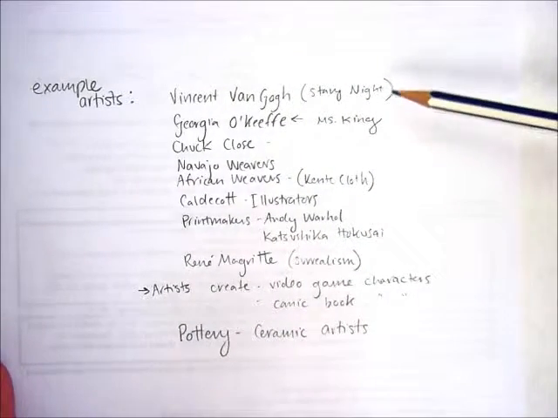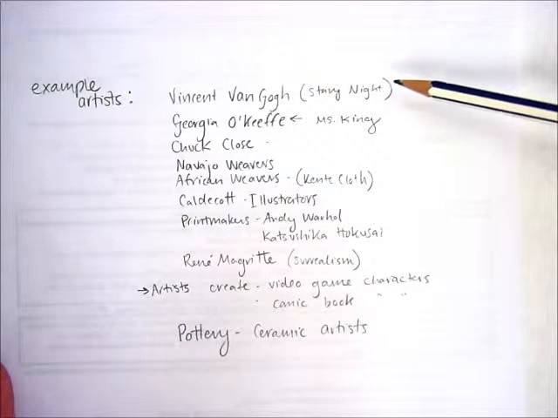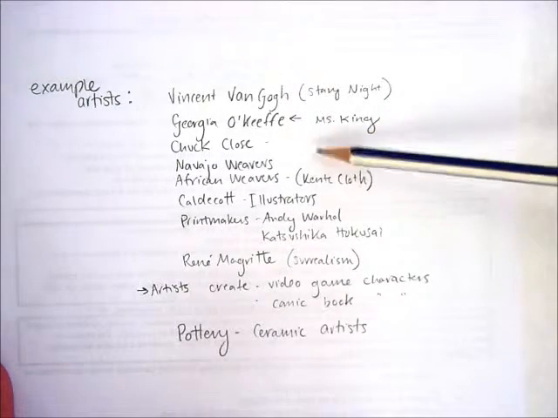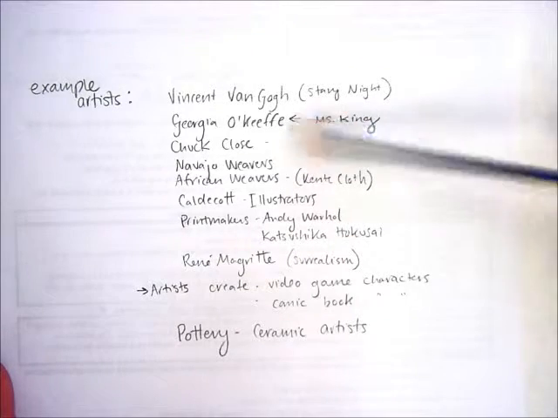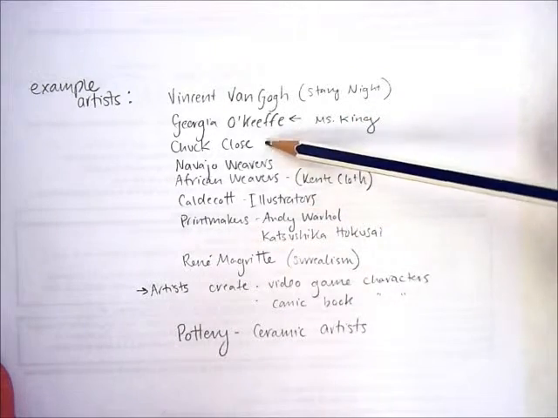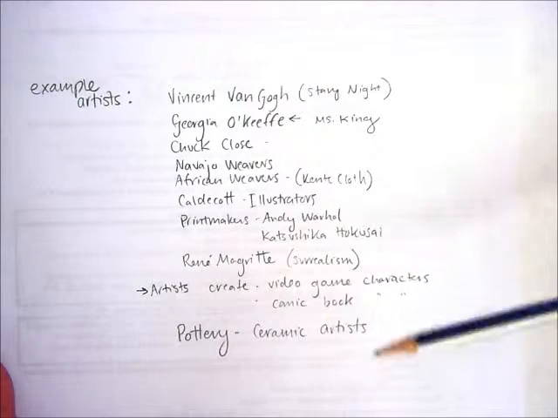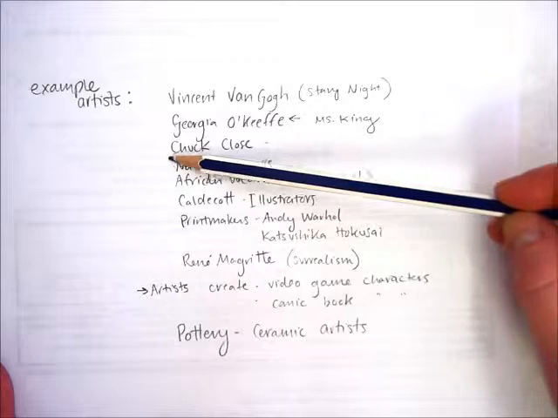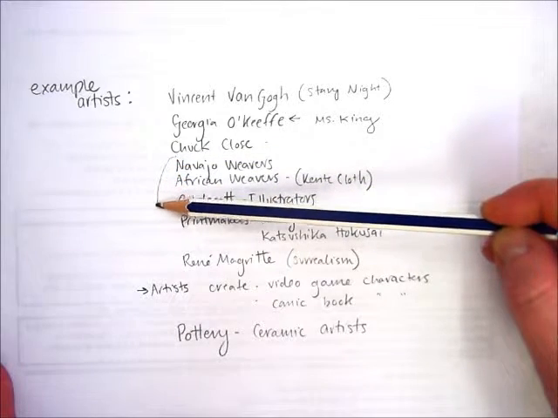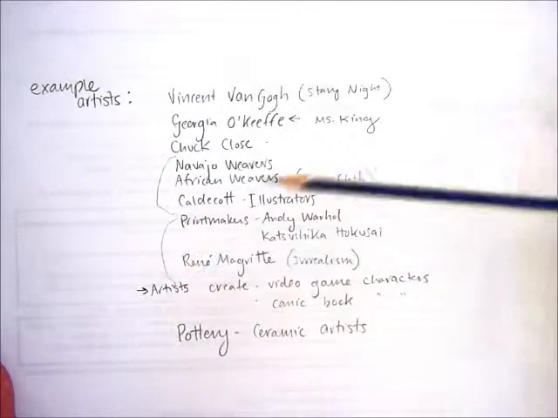Some examples of artists: Vincent van Gogh, he did Starry Night. Georgia O'Keeffe, at the beginning of this year, you guys did a project with Miss King, where you studied Georgia O'Keeffe. We just finished our big project on Chuck Close. We've studied in the past, now this goes into the past years. This was 4th grade, then we get into 3rd grade here.